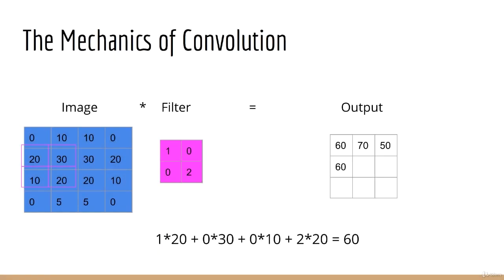Now you realize that there's no more space to move our filter to the right anymore. So let's instead zigzag back to the left, but go down one row. And then let's repeat our calculation. We get 1 times 20 plus 0 times 30 plus 0 times 10 plus 2 times 20. That's equal to 60. This gives us our first output in the second row. So you can see that the output location corresponds to where we've placed the filter along the original image.